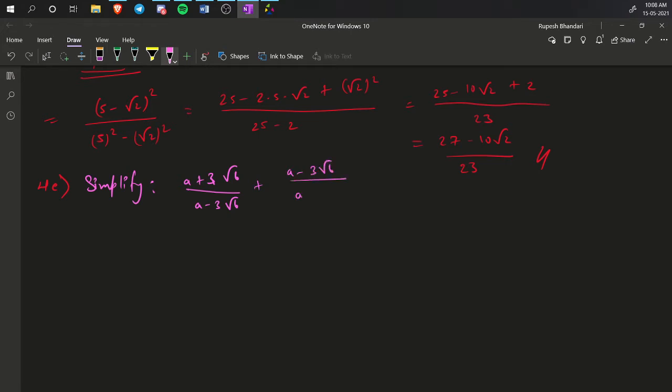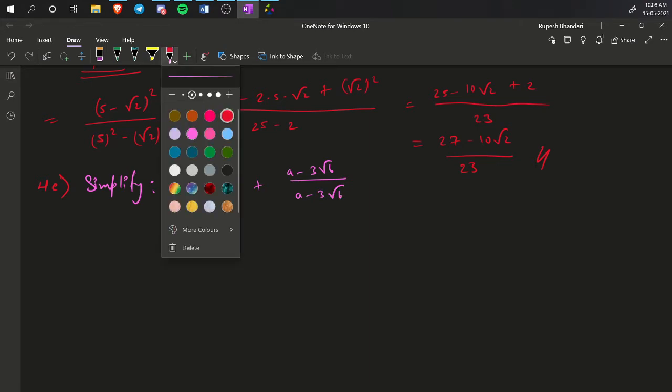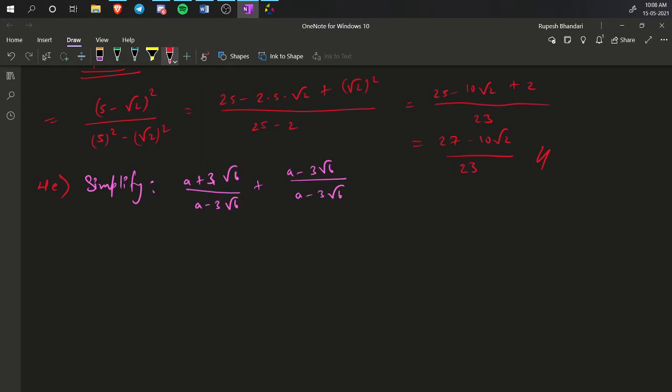Sorry about the noise, it's a bit noisy around over here. And then let's change the color again. So we have to simplify this, right? So same thing again, a plus 3 under b, and then a plus 3 under b into a minus 3 under b. So this is plus, this is negative, okay? So that's the conjugate of surds.